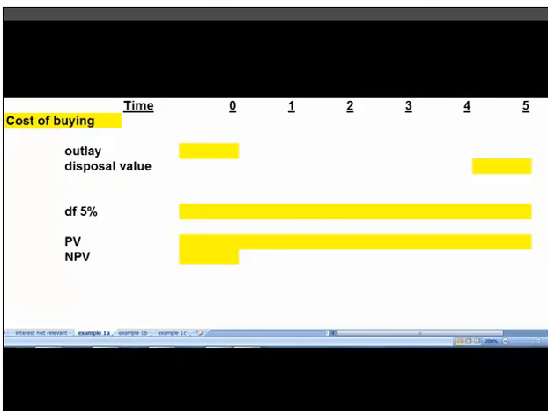There's just one thing that we haven't factored in, and that is that if we buy the asset, we're going to get the writing down allowance. So we need to do some workings to show the amount of the writing down allowance and then the tax saved as a result.